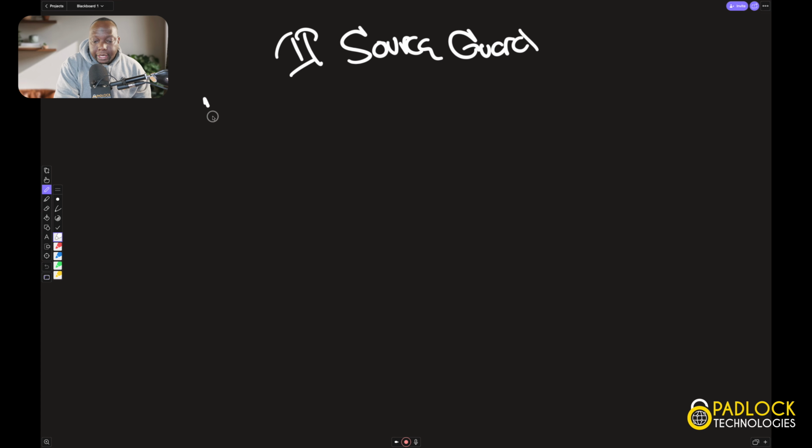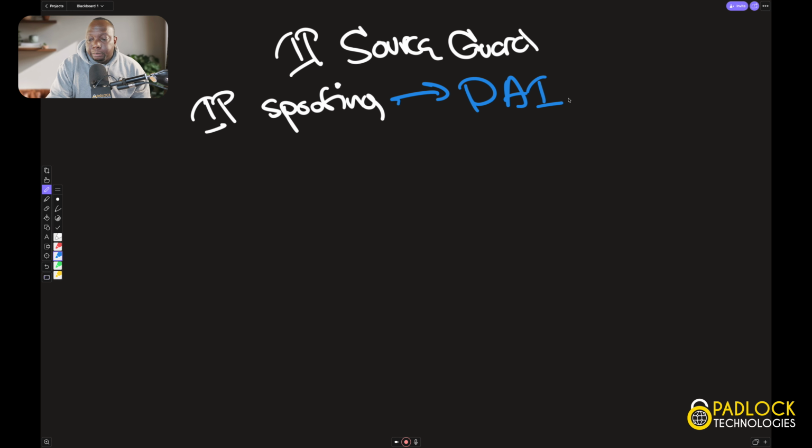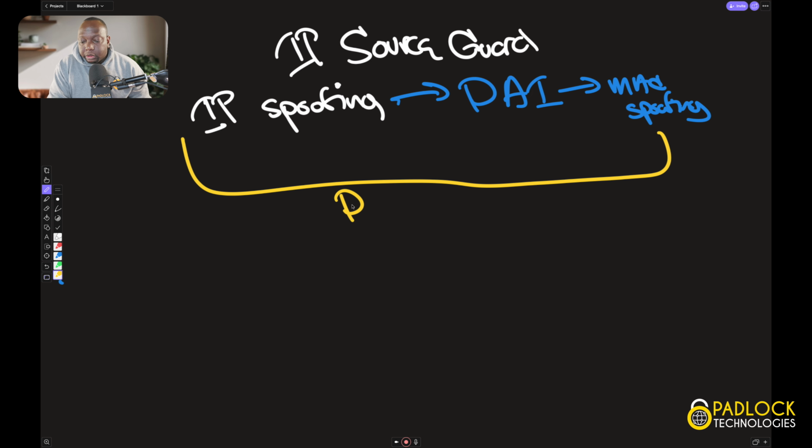I like to start with the titles here. So we're just going to do IP source guard. Now, IP source guard is a technique to mitigate IP spoofing. This is different from the other flavor, which is DAI, dynamic ARP inspection, which is meant to stop MAC spoofing. This works off of one overarching element, DHCP snooping.